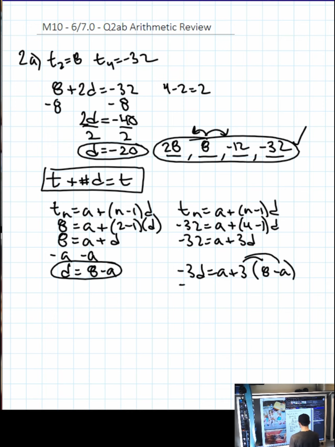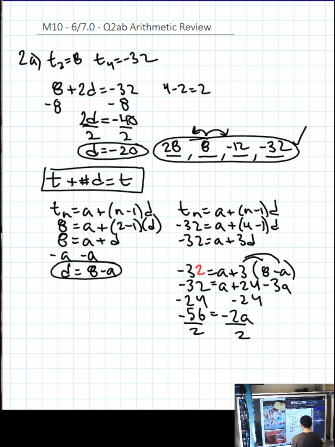Distribute. Negative 32, that's a 2 directly above, I accidentally wrote a d. I'm going to write that in red so everyone can see. Equals a plus 24 minus 3a. So I can minus 24 from both sides. So we'll get minus 56 equals, then I can work on the a's. So a minus 3a is going to be negative 2a. Then we can divide both sides by negative 2 and then mirror it.